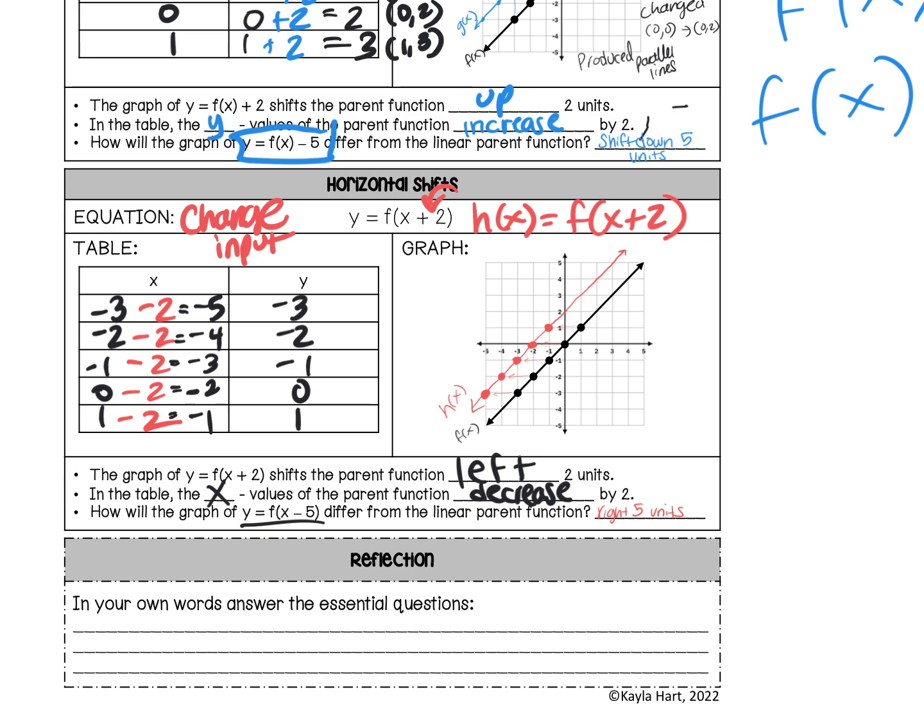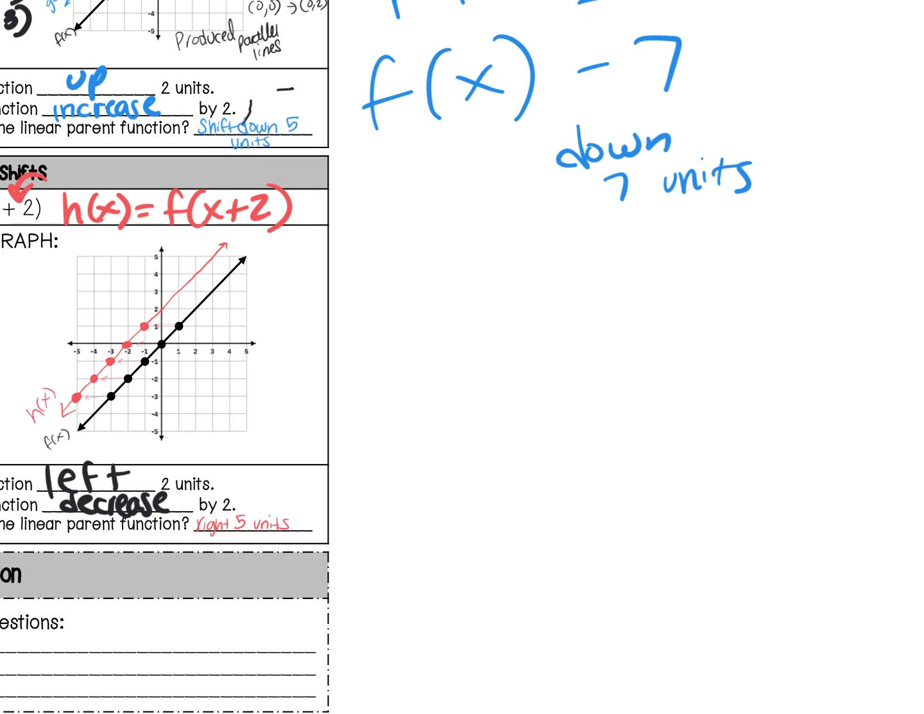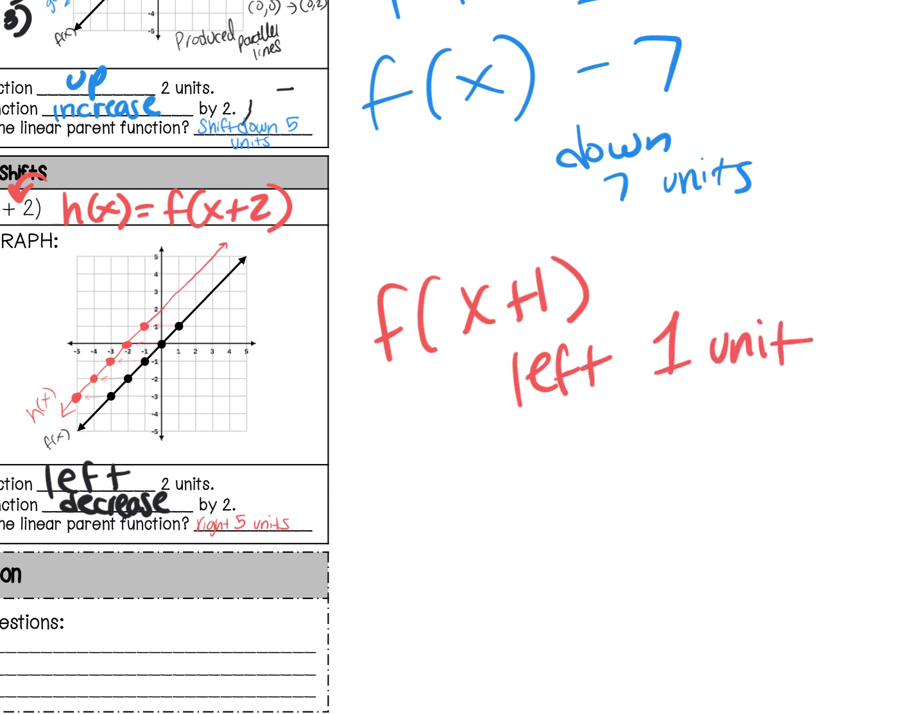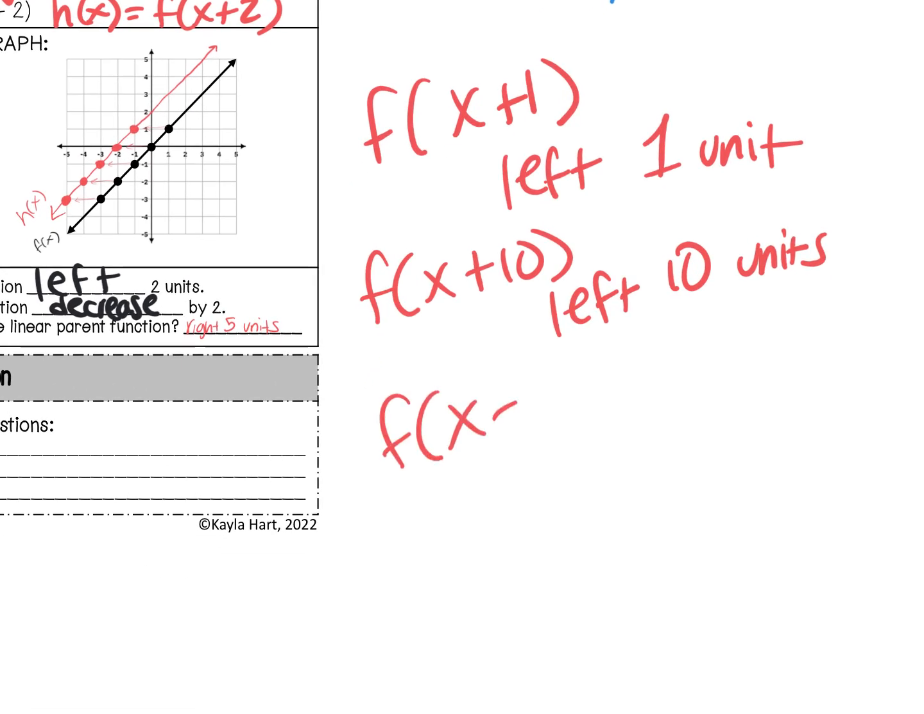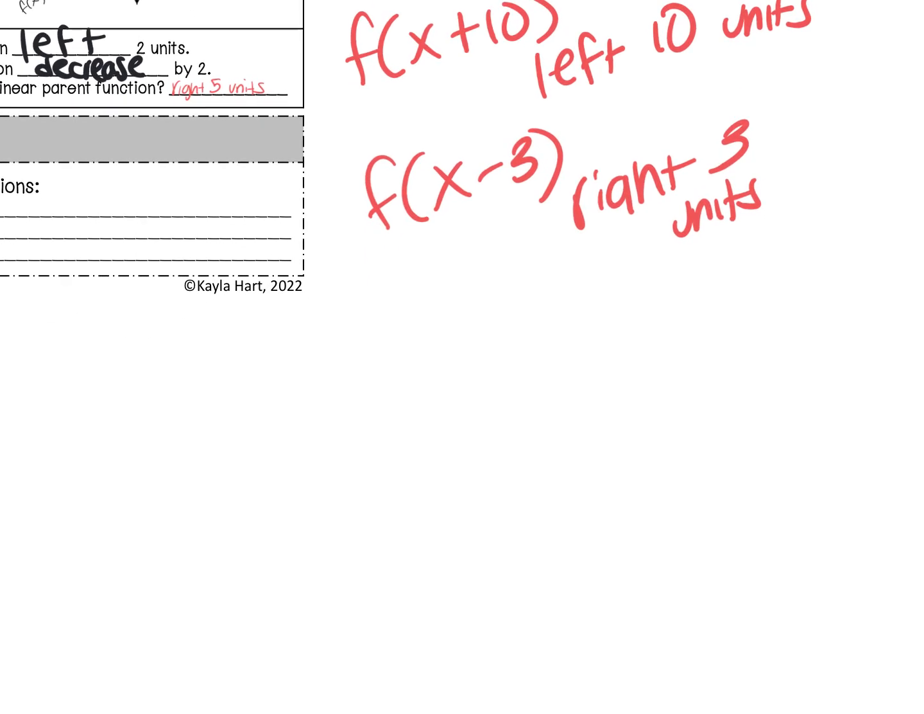Okay, let's do some for testing the class. If we have f of x plus 1, what kind of movement is that, class? Left 1. It's opposite. If it's plus, it's left. If it's minus, it's right. F of x plus 10. Left 10. Very good. F of x minus 3. Right. Very good.